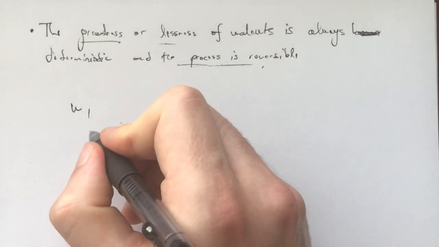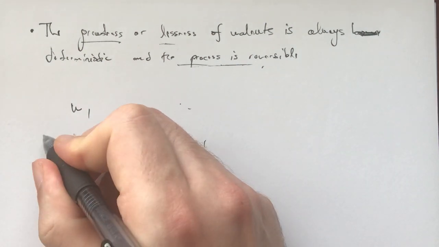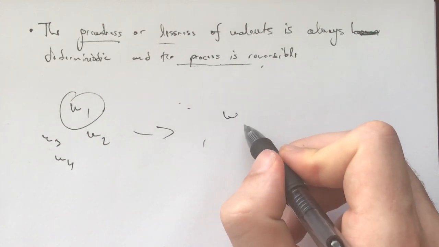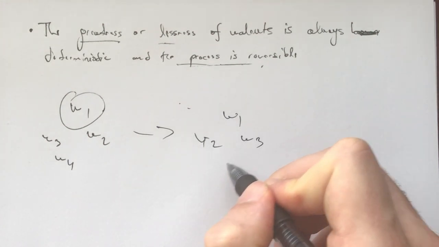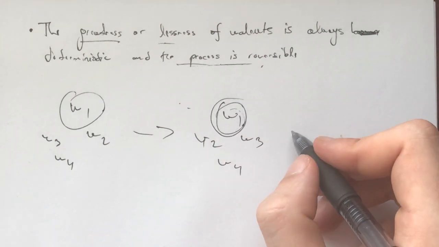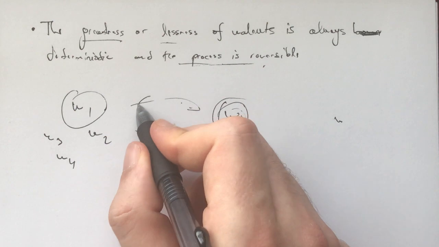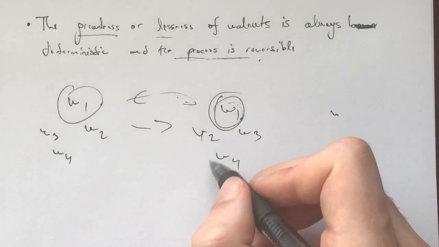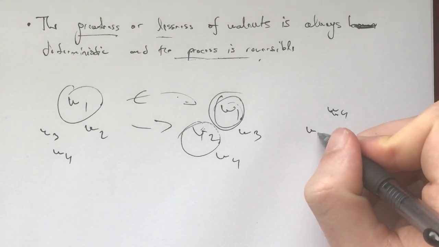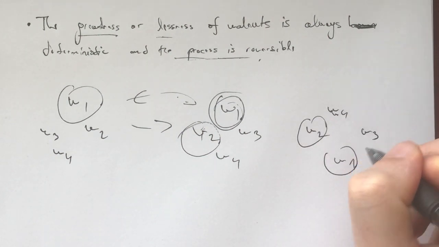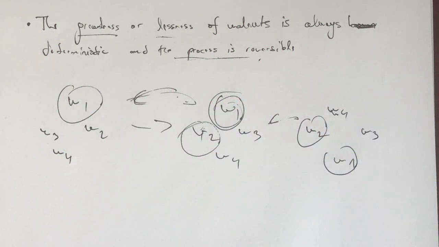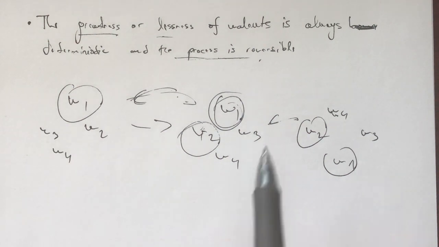Say you had walnut 1, walnut 2, walnut 4, walnut 3, and now you apply walnut 1, then you would get walnut 1, walnut 2, walnut 3, walnut 4. If you apply walnut 1 again, you will get the same thing back. Let's say you now apply walnut 2, and then you'll get walnut 1, walnut 4, walnut 2, and walnut 3. Now if you apply walnut 2, then walnut 1, you'll get back to the original thing. So this process goes in both ways.